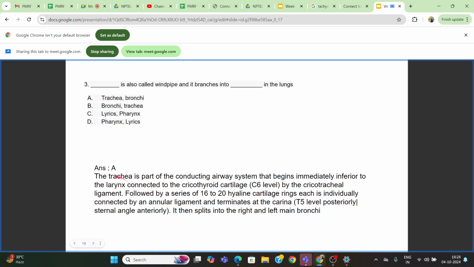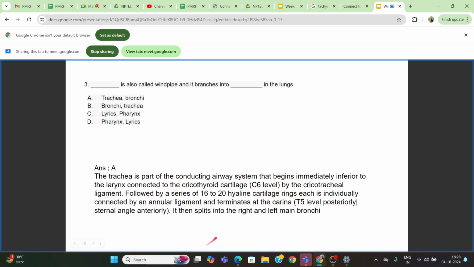After the larynx, the trachea starts, connected to the cricoid cartilage by the cricotracheal ligament, followed by a series of 16 to 20 hyaline cartilage rings. Each is individually connected by an annular ligament and terminates at the carina, T5 level posteriorly, sternal angle anteriorly, then splits into the right and left main bronchi. So the correct answer is A.